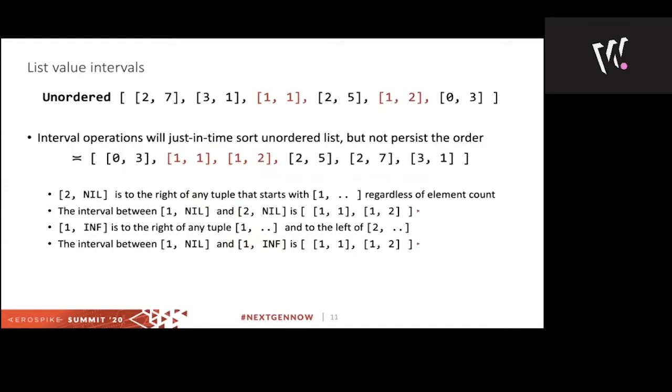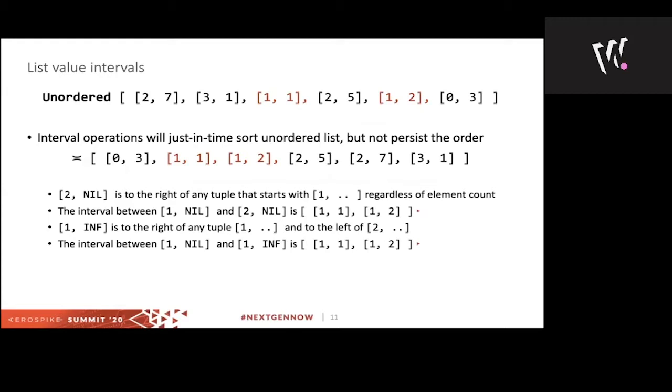So now let's talk about intervals. We have an unordered list of tuples. These are all pairs of list values. And the interval operation is going to just-in-time sort this ordered list before it needs to do the operation, but it won't persist it.